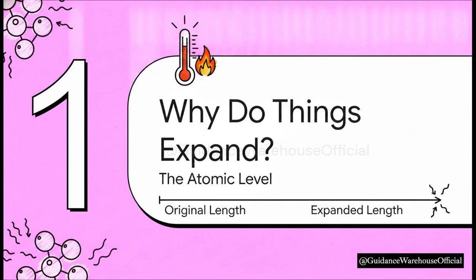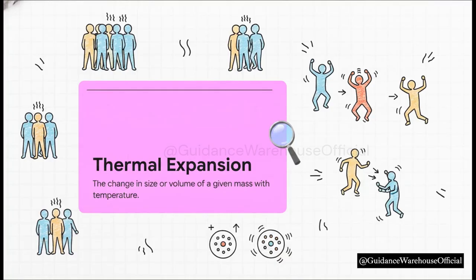Before we look at any of the math, we really need to understand what's happening at the atomic level. By definition, thermal expansion is the change in size or volume of a given mass with temperature. But let's actually picture this. Imagine you're standing in a super crowded room. When everyone's standing perfectly still, you can pack a ton of people in really tightly. But what happens if everyone suddenly starts dancing wildly? You need more space, right? You start pushing your neighbors away just to get some elbow room.